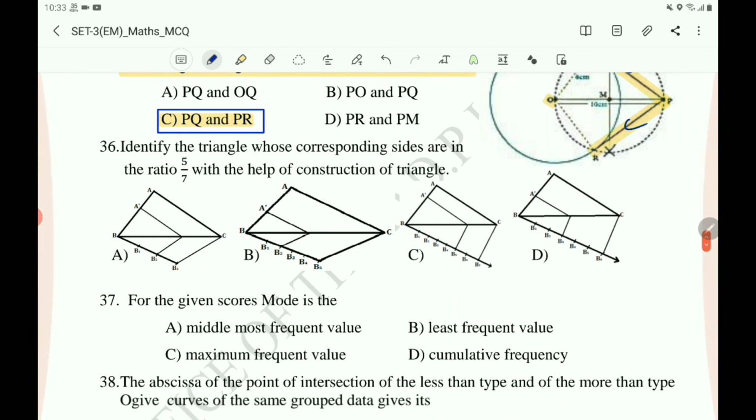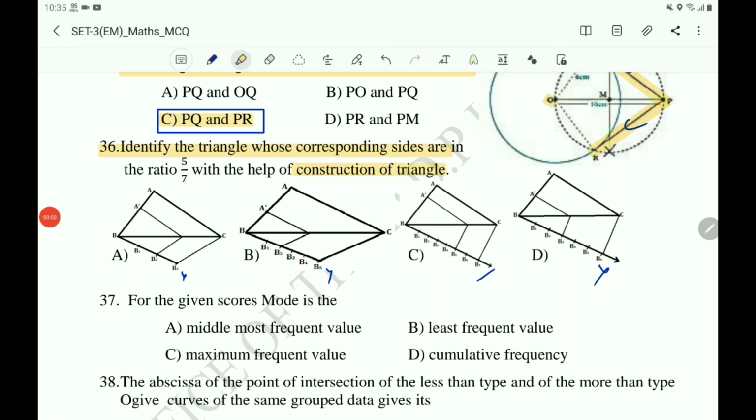Then you take the question number 36. Identify the triangle whose corresponding sides are in the ratio 5 by 7 with the help of construction of triangle. Here the given ratio is 5 by 7. We have to make, as 7 is in the numerator, 7 equal parts here. Here 3, this is wrong. Here 5, this is wrong. Here 7 is there. Here also you can get only 6. So which is the option here?